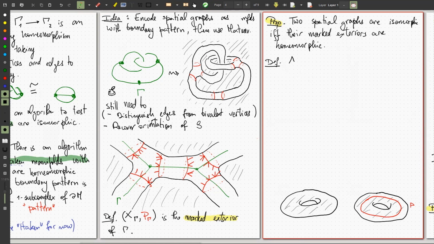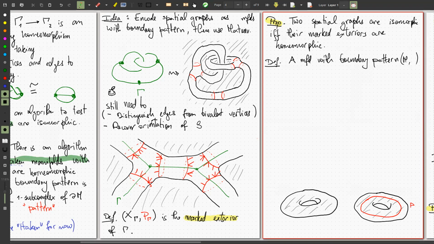So, okay, let's see what the word Haken here means. A manifold with boundary pattern, M P. Let's draw the P in red for consistency. So it's called Haken.